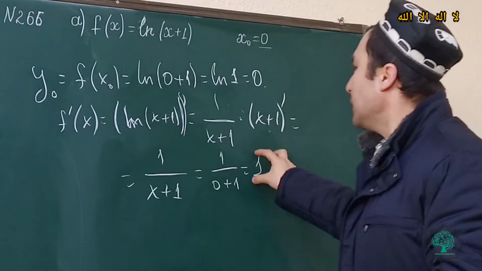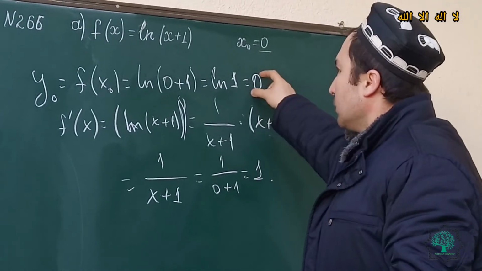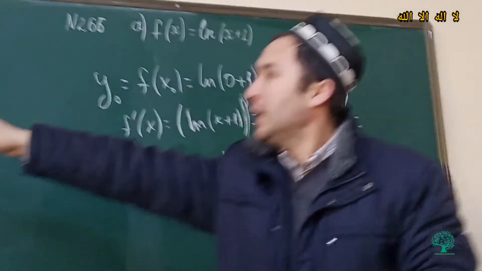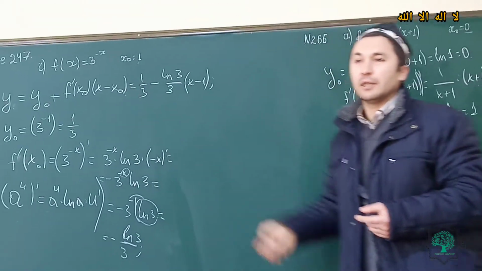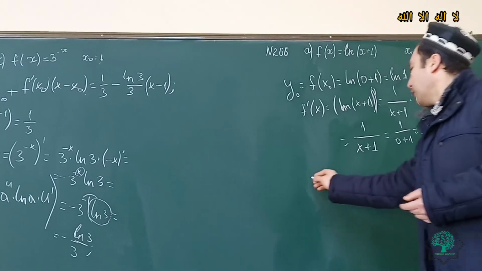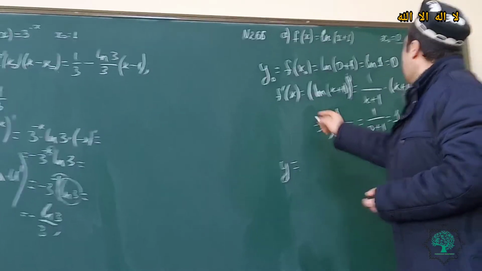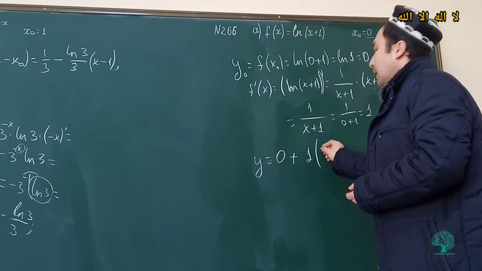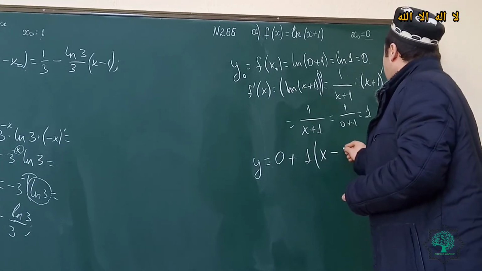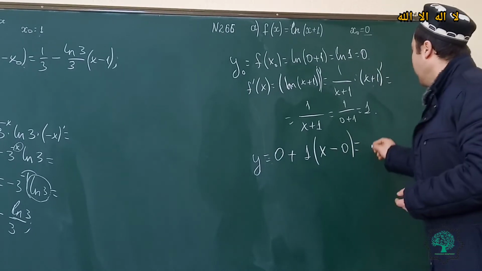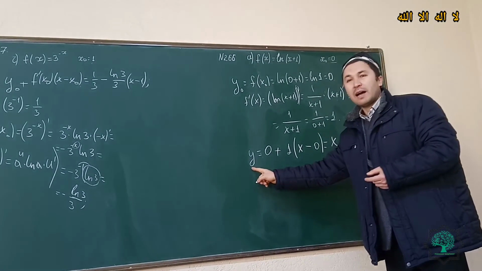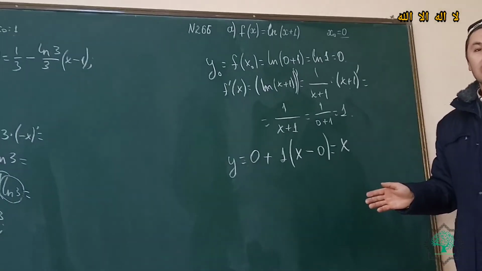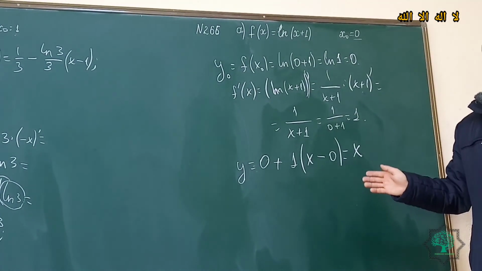So we put these numbers into the equation of the tangent. To the equation of what? Tangent of the function. So we have 0 plus 1 times x minus 0. So we have y equals x. It's too easy. Yes, so we have finished.